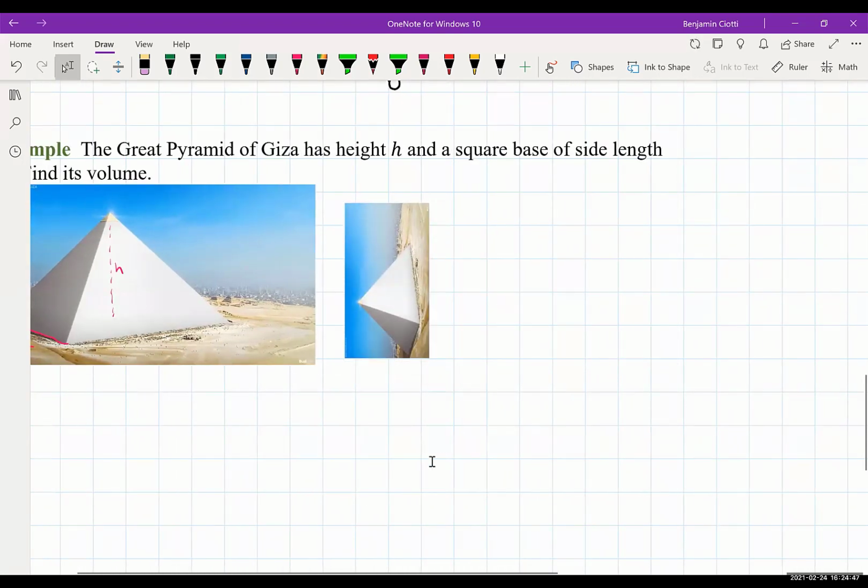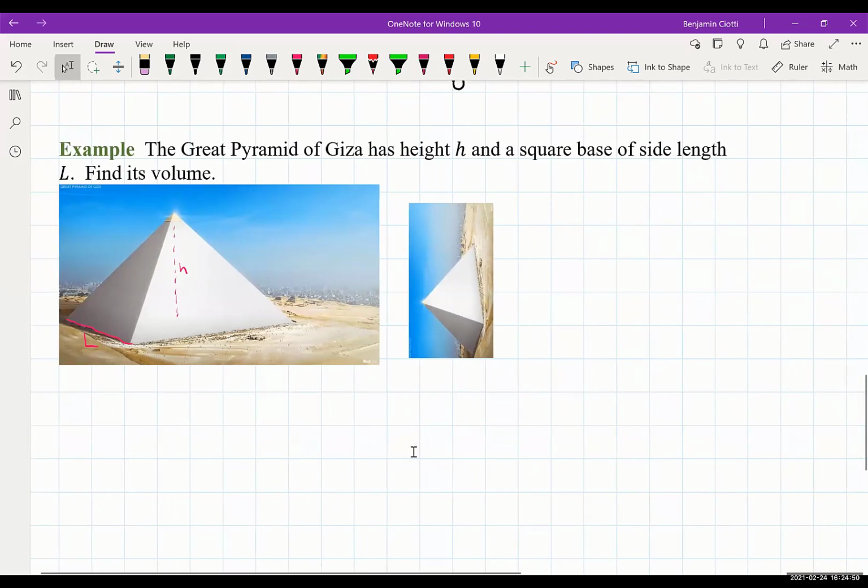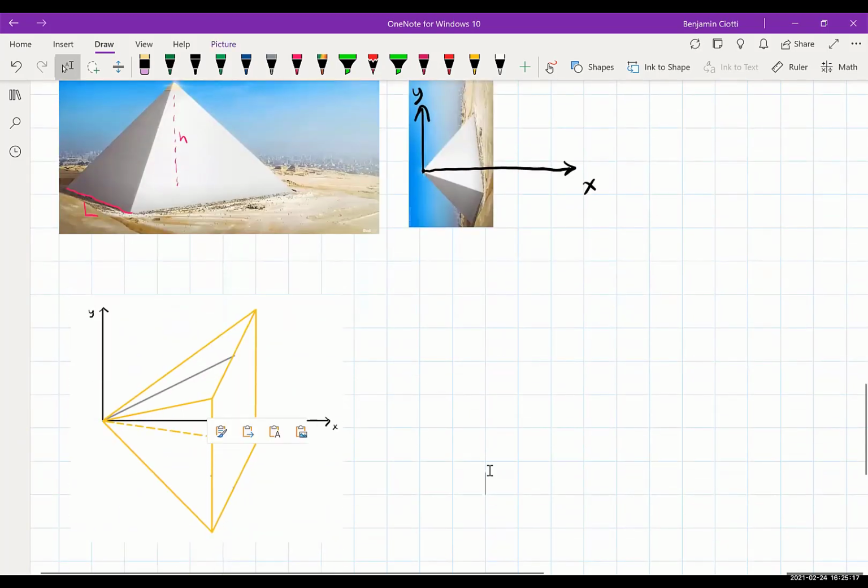In order to do it, like I said, I'm going to turn it on its side like that. And I'm going to put the origin right at the peak, and have the x-axis and the y-axis in the usual directions. In fact, I already made a picture, so I don't have to spend too much time drawing. So here's a picture I sketched out of the pyramid on its side with the origin at the peak and opening along the x-axis.